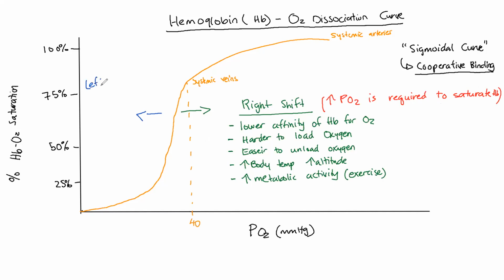So the left shift is going to be the opposite types of scenarios. In other words, it's going to be easier to load oxygen, but it's going to be harder to unload oxygen, right? We're going to see a higher affinity, a higher attraction or higher affiliation between hemoglobin and oxygen. So a higher affinity of hemoglobin for oxygen. In other words, it's going to be harder to unload that oxygen, easier to load oxygen.